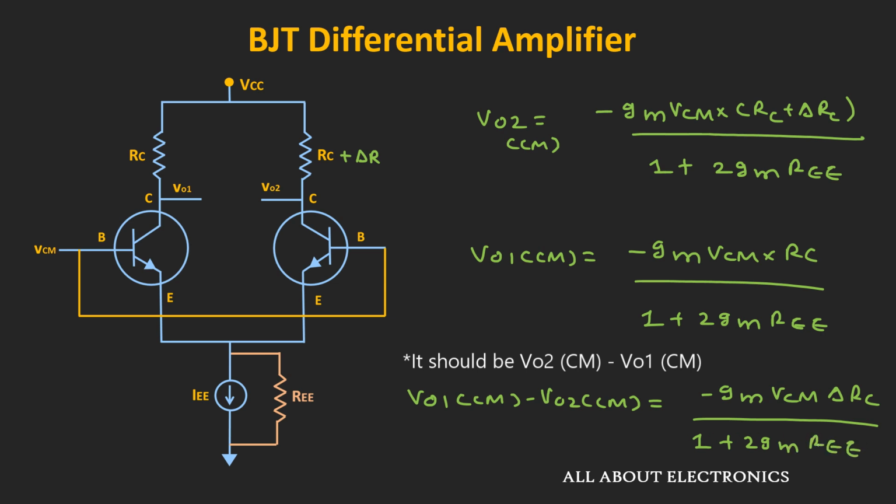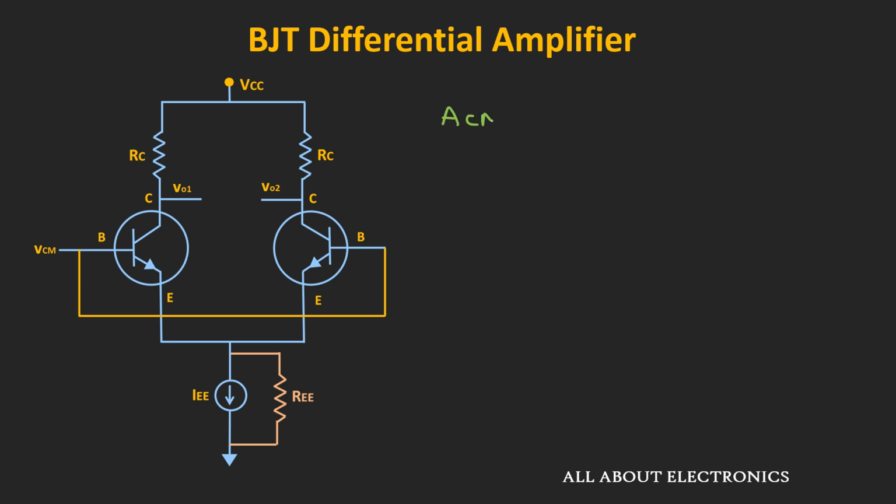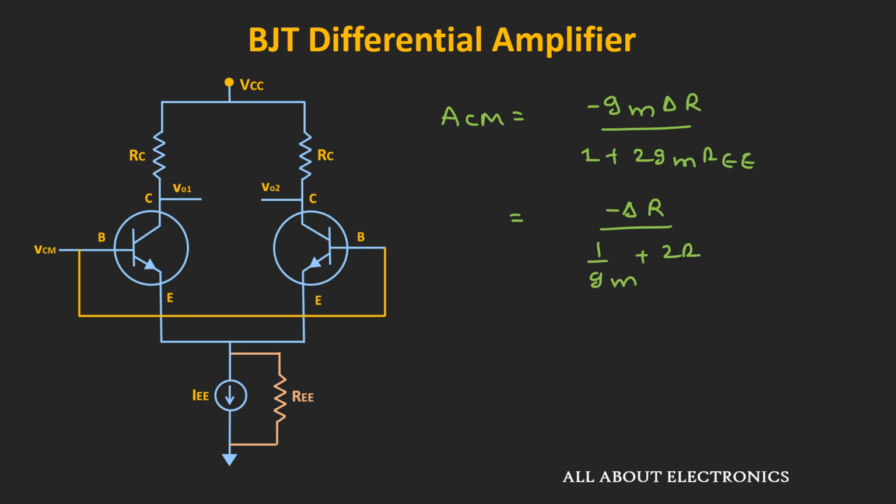Or if we see the common mode gain, then this common mode gain can be given as minus GM times delta R divided by 1 plus 2 GM times RE. Or we can say that it is equal to minus delta R divided by 1 over GM plus 2 RE. Now here, this 1 over GM is very small compared to this output impedance. So approximately we can say that this common mode gain is equal to minus delta R divided by 2 RE.